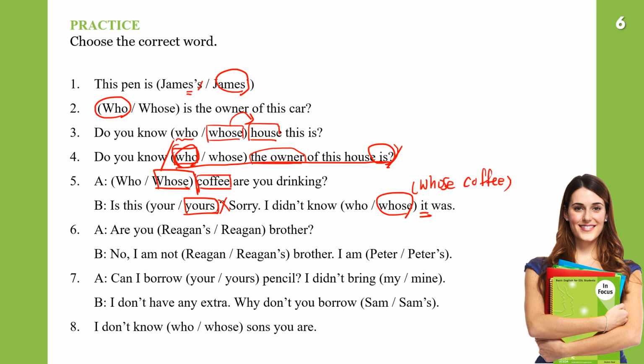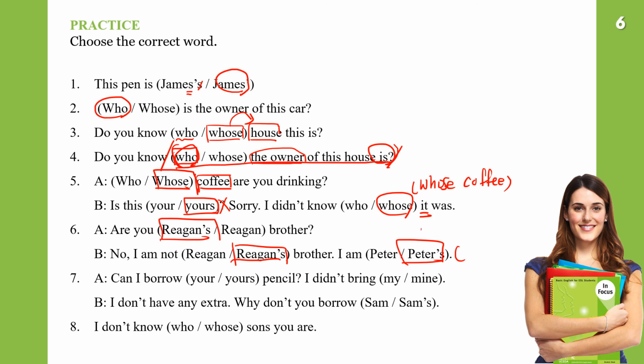So you can say this is more like whose coffee. Whose coffee it was. Are you Reagan or Reagan's brother? Yes, this is definitely are you Reagan's brother. So this is possessive noun. No, I'm not Reagan's brother. I am Peter's, which means I am Peter's brother. Brother is omitted, so this is possessive pronoun.